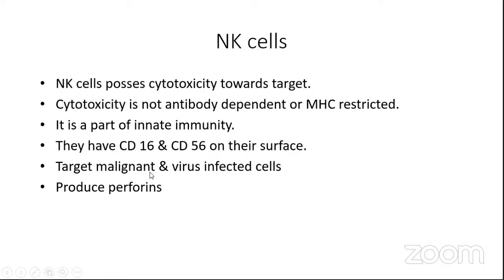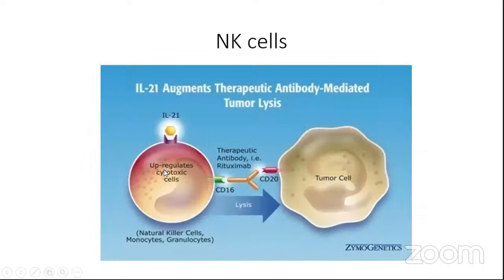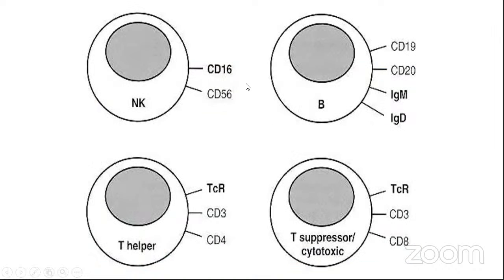And how do they destroy these malignant and virus infected cells? It is by means of production of perforins. Perforins are nothing but pores which extrude the cytoplasmic content and kill the cell. So this is the NK cell, which contains a CD16 molecule, which will attack the tumor cells, form pores and finally cause lysis of the cell. So these are the markers. NK cell will contain CD16 and CD56.